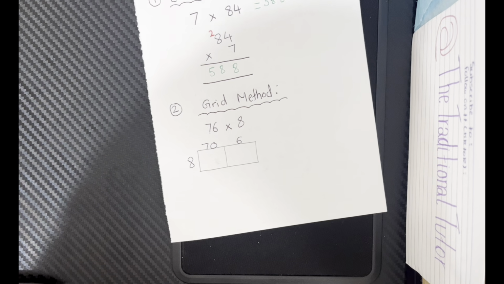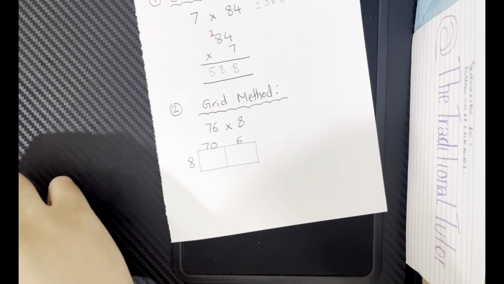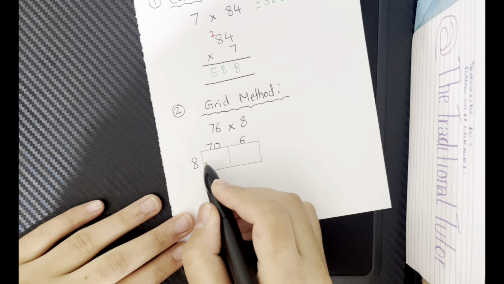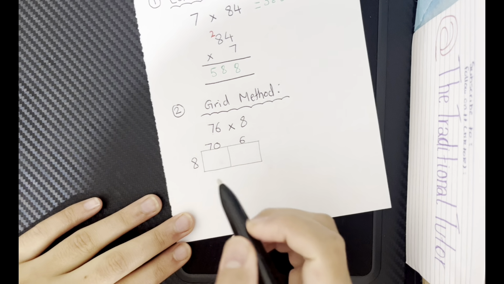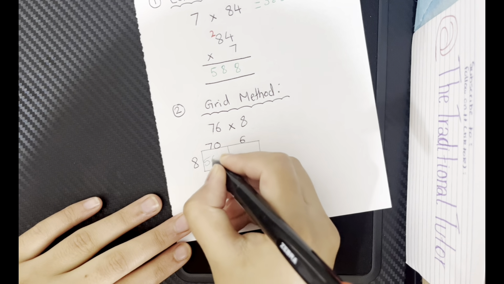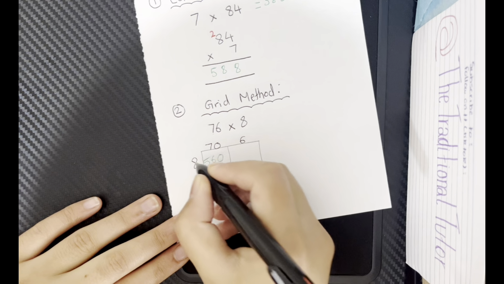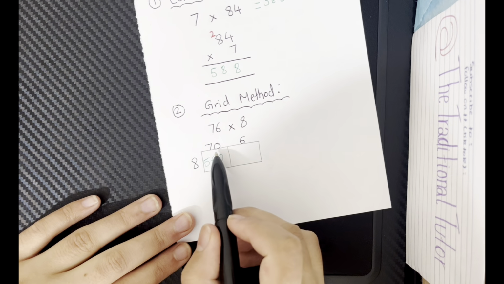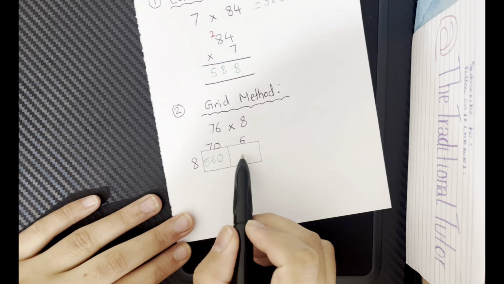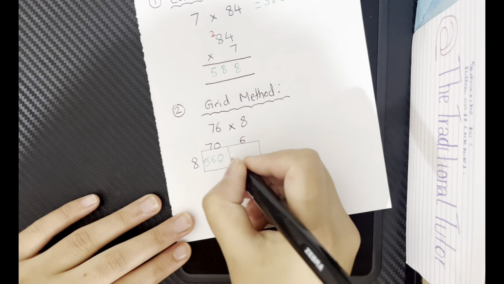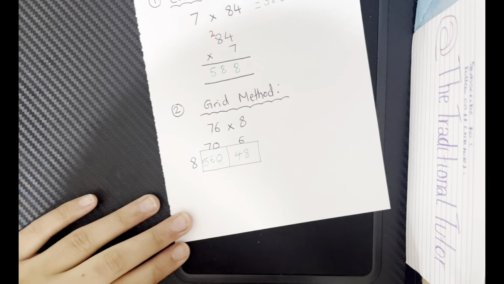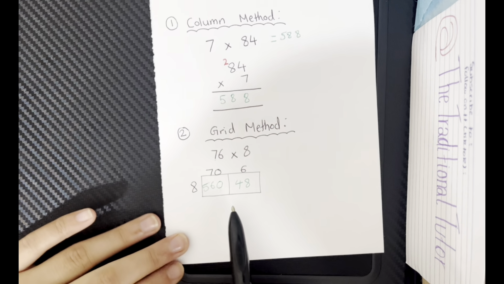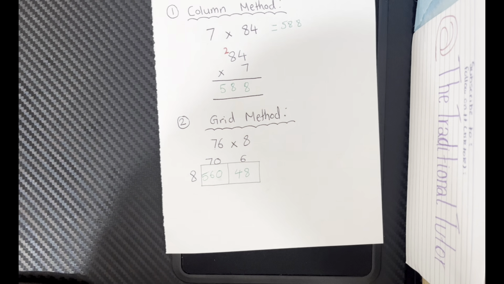And now I can carry out my multiplication. So I'll do the answers again in a different colour to help us see clearly what's going on. So I've got 8 times by 70, that gives us 560. Remember, 8 times 7 is 56, and then you're just adding the extra 0 because you're multiplying by 70. Then we've got 8 times by 6, which gives us 48. So here you can see there's no carrying involved like we did with the column method, so it's a bit beneficial and easy in that sense.